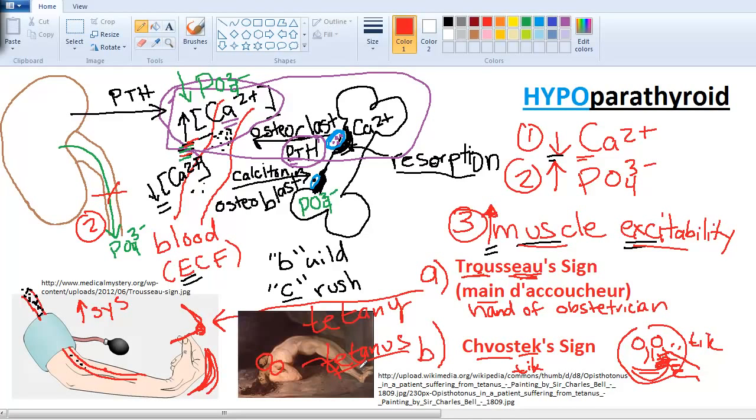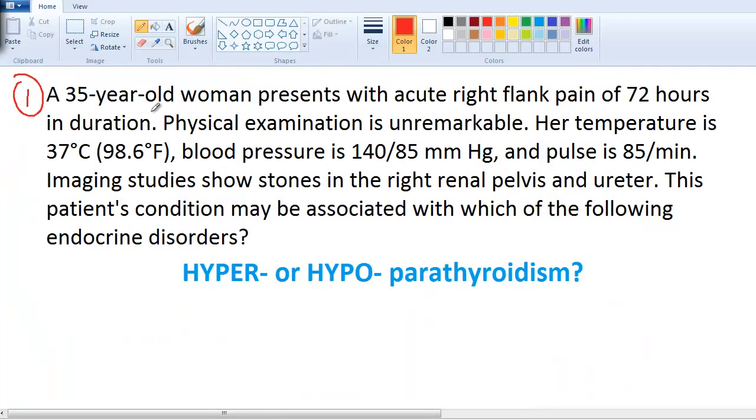Alright, let's do some questions. Question number 1. A 35-year-old woman presents with acute right flank pain. So it's acute, it hasn't been around for a while. Right flank pain, well, if we take a look at the body right here and we say that's the abdomen, the legs going this way, it's going to be right over here. What's right over here? Well, that's going to be the kidney, right? 72 hours, that's 3 days. Temperature seems about normal. Blood pressure, a little bit pre-hypertension. Pulse seems about normal. And stones.